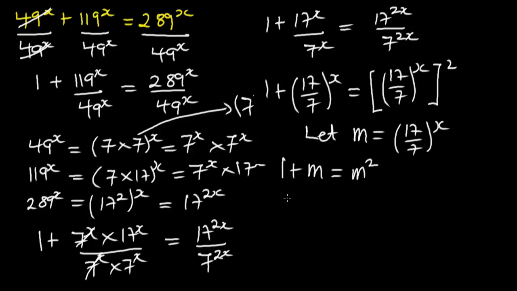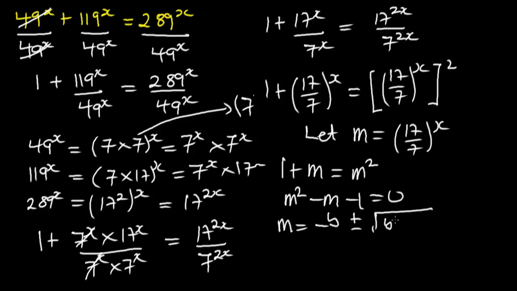So when we do that, we are going to have m squared minus m minus 1 is equal to 0. So from here we have a quadratic equation, and to find m over here we are going to use the quadratic formula, which is given by m is equal to negative b plus or minus the square root of b squared minus 4ac all over 2a.